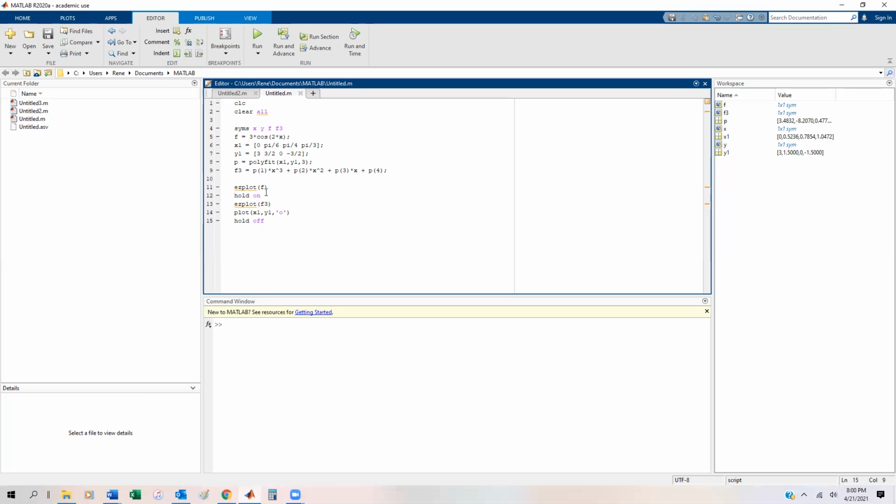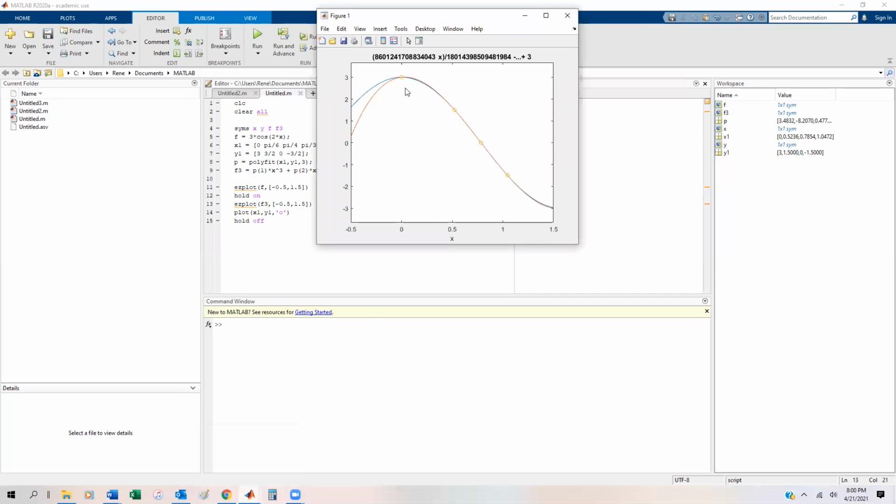just go ahead and say that we're going to have an easy plot from negative 0.5 to 1.5. And then I'll also plot this guy the same. So let's get a new window and plot it. And there we go.